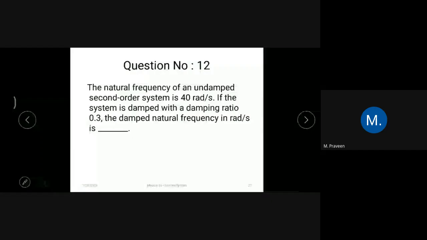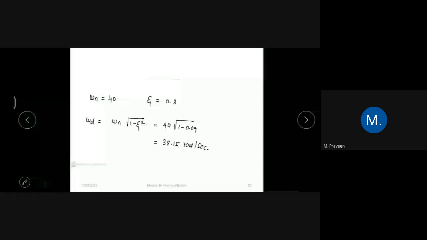So the damped natural frequency omega d is equal to omega n into root of 1 minus epsilon square. Omega n value is given and epsilon value is also given. That way you can substitute and find the value of omega d. That is the damped natural frequency. So here I'm getting 38.15 radians per second.